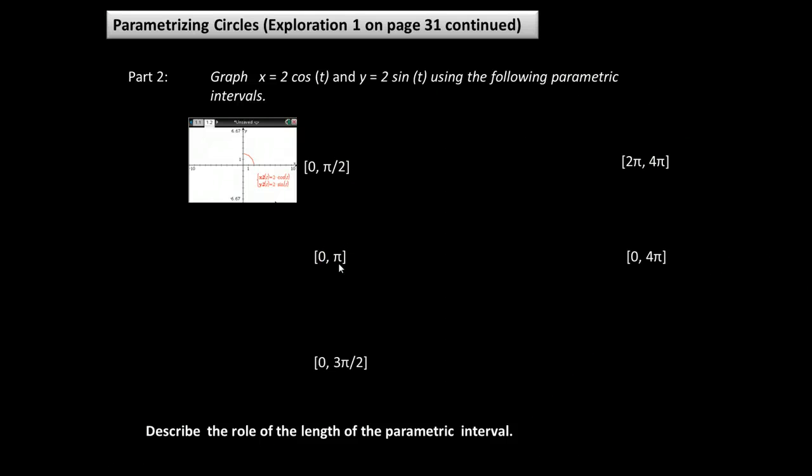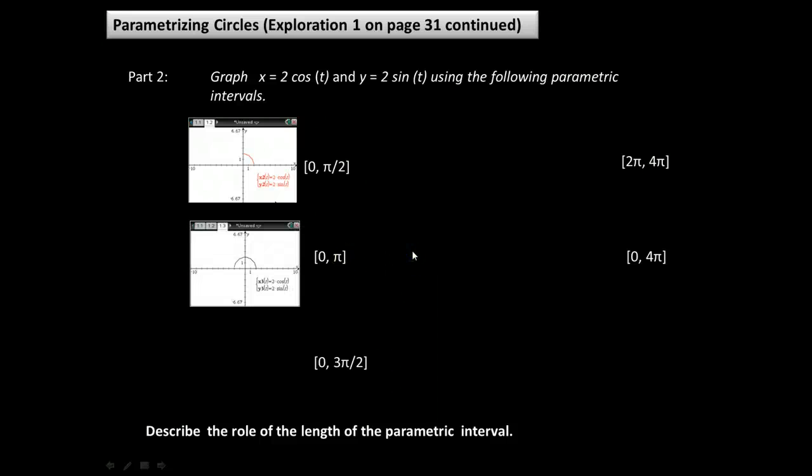Next, we're going to change our t interval. We're going to keep that same function, still x is 2 cosine of t and y is 2 sine of t. But now we're going to change the length of our interval to be 0 to pi. And when you do that, that's what you're going to see. You're going to see the semicircle.